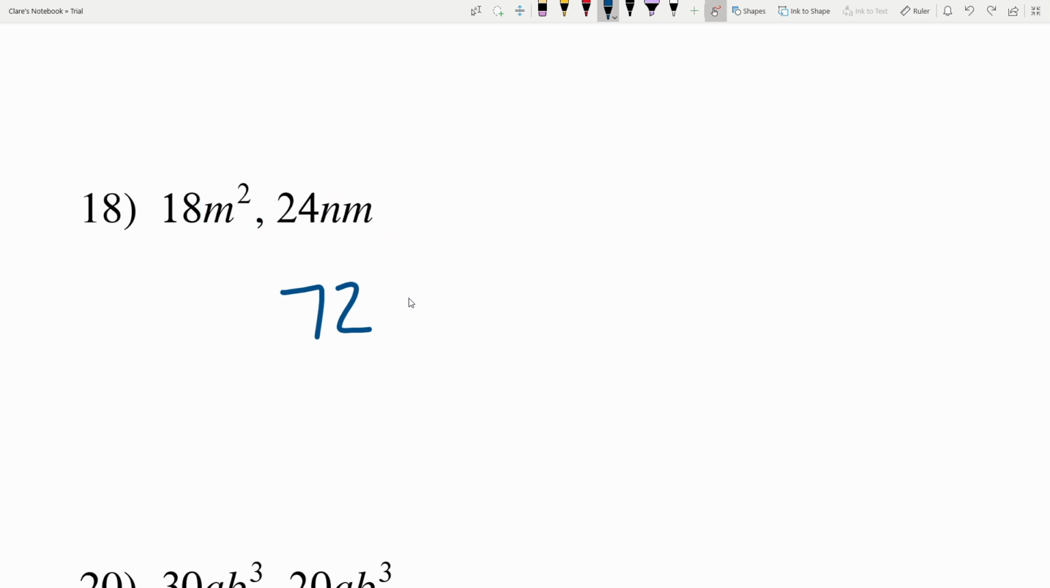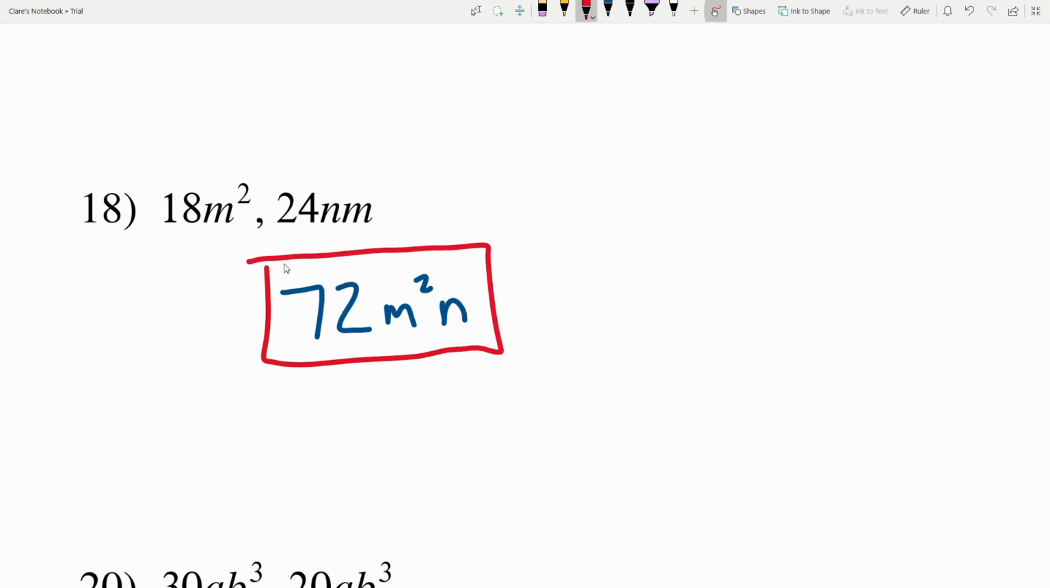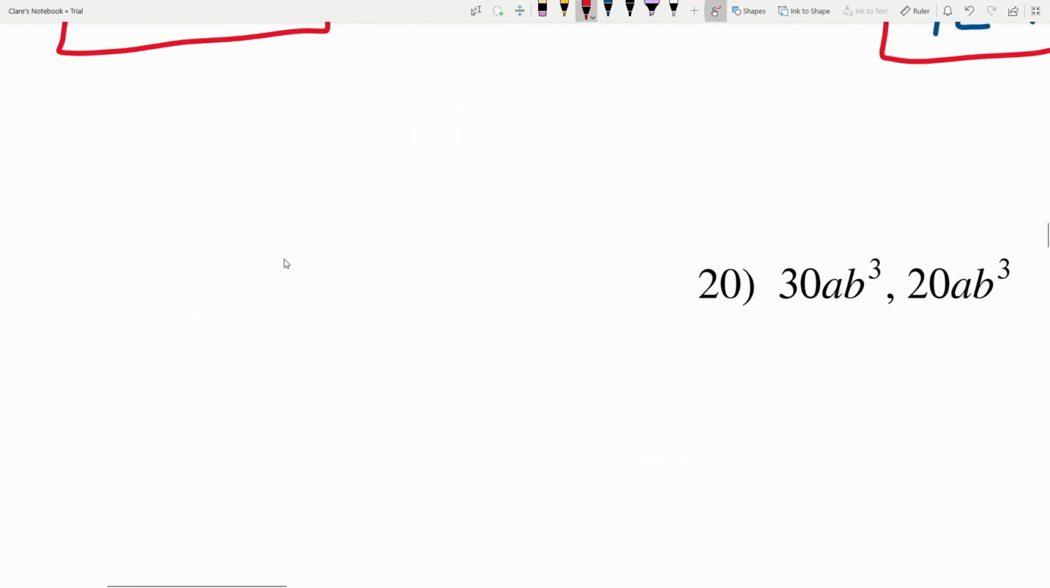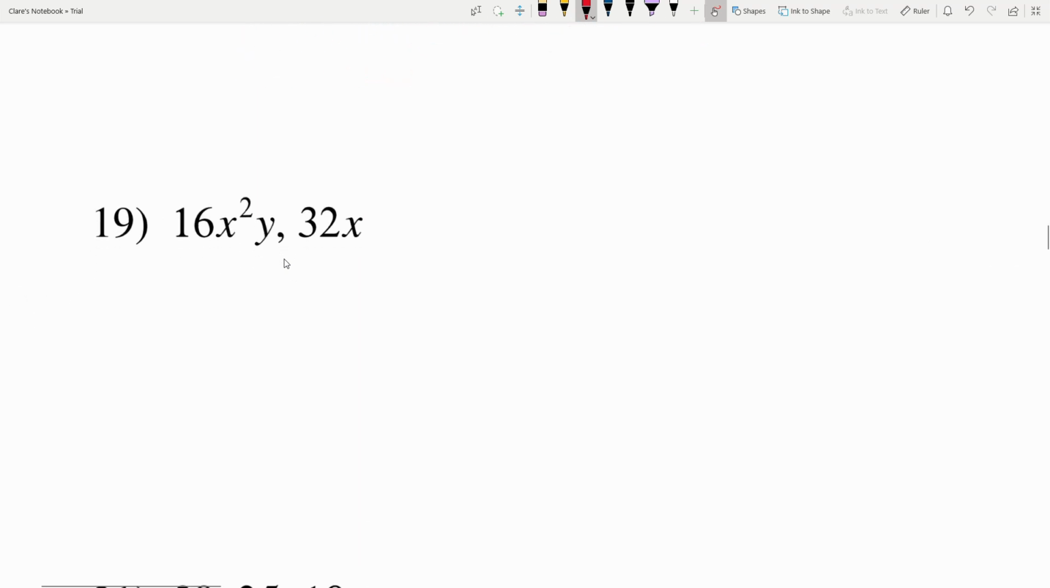So I'm going to have 72 m squared n as my LCM in number 18. Now moving on to number 19, I have 16x squared y and 32x. Well, coefficients are super easy this time because 16 times 2 gives me 32, and 32 times 1 is 32, so 32 is going to be part of my LCM.